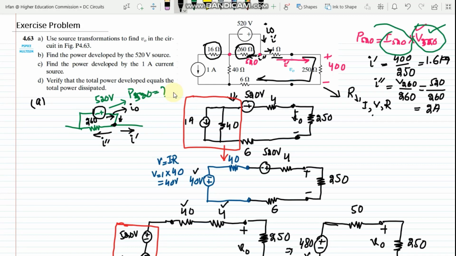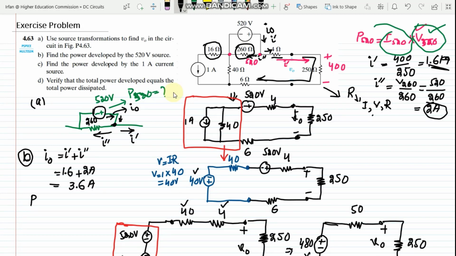Now this is part B. What is the value of I naught which is flowing through the 520 volt source? That is basically I prime plus I double prime. Do I know the value of I prime? Yes, that is already calculated, and the value of it is 1.6. Similarly the value of I double prime is also calculated, and that is 2 amps. Adding them, I will get 3.6 amperes.